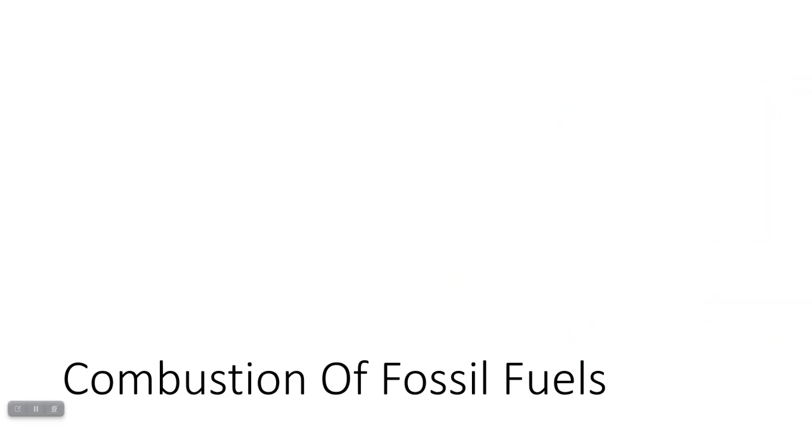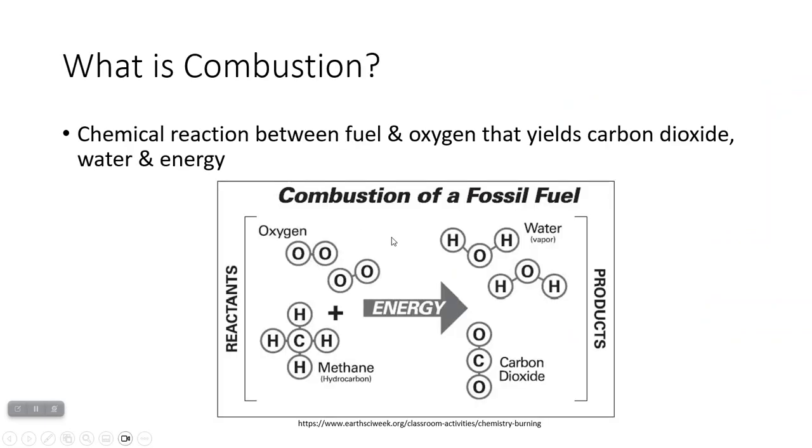So, first, let's talk about the combustion of fossil fuels and what that involves. Here is a definition of combustion as well as a chemical equation in diagram form. Combustion is when you burn fuel with oxygen, and that is going to create carbon dioxide, water, and energy. And it's that energy that then ends up getting used to produce electricity or to power a motor vehicle or any of the things that we use energy for.